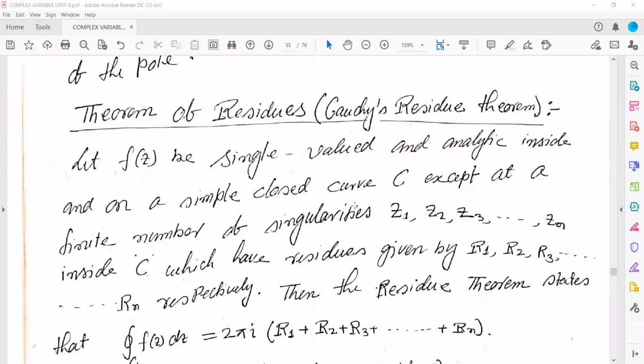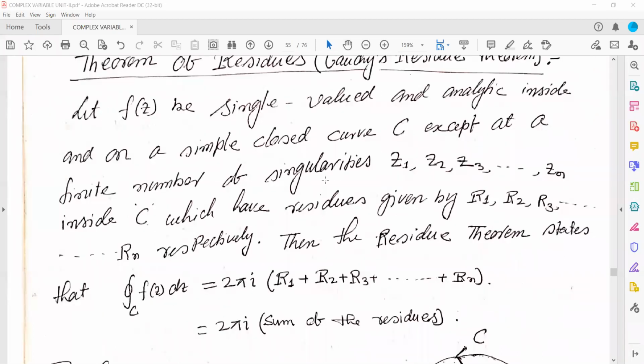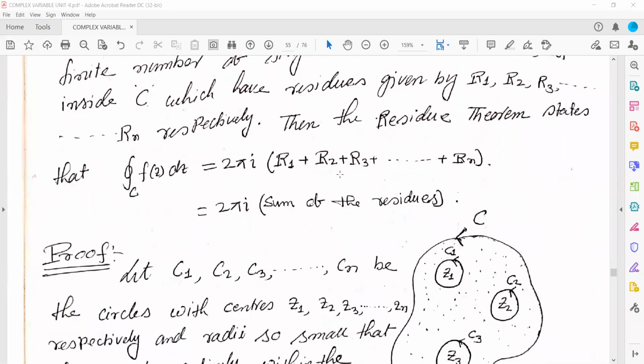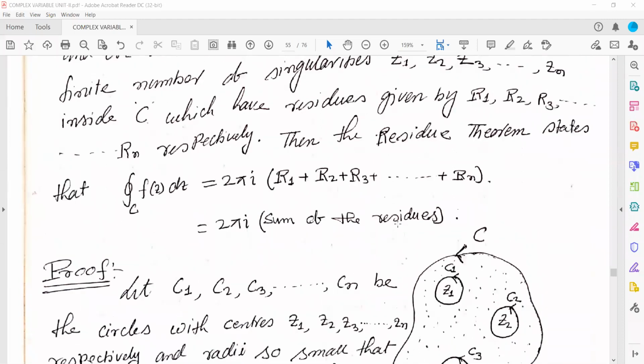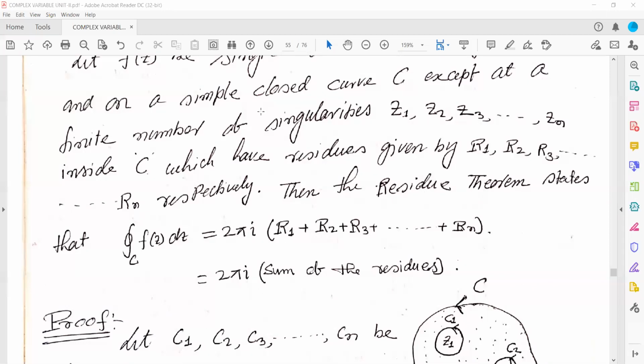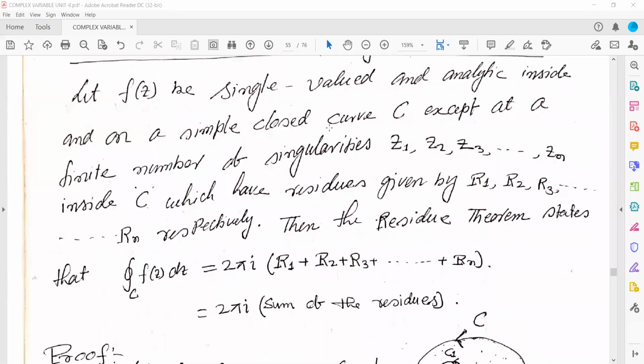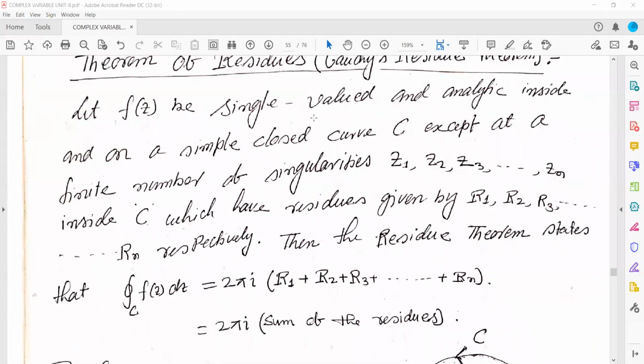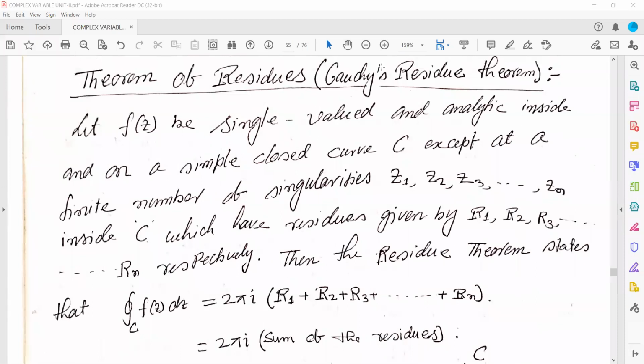Then there is a theorem, but you just need to see the statement of the theorem. If someone wants to go through the proof, they can go through that proof. The proof is given. I am concentrating on the statement of the theorem. So what is that one? This theorem is your Cauchy residue theorem, or theorem of residues.